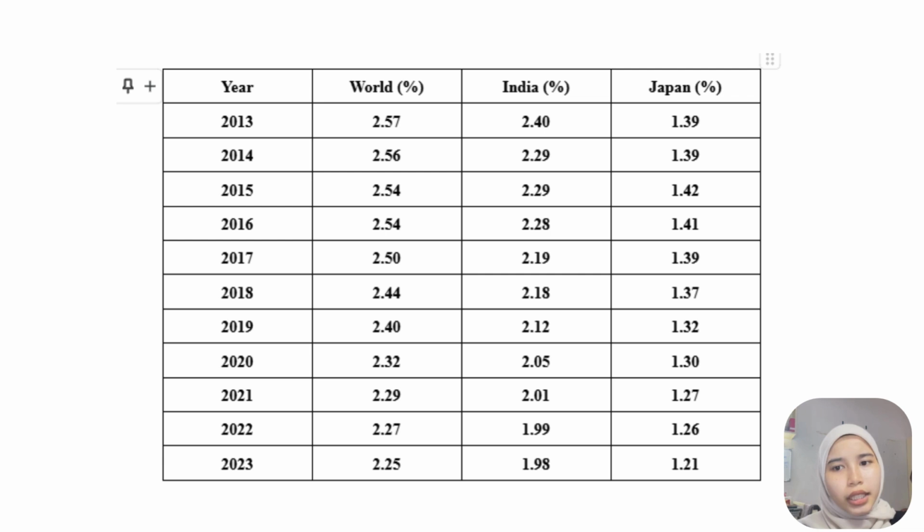In conclusion, India has the dominant fertility rate despite its decline, maintaining a higher rate compared to Japan. This higher fertility in India continues to contribute significantly to its population growth.